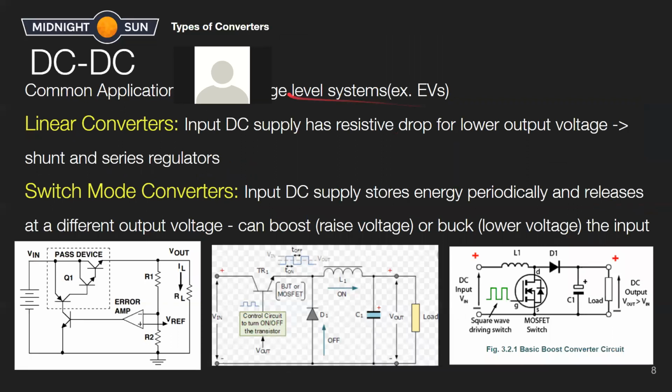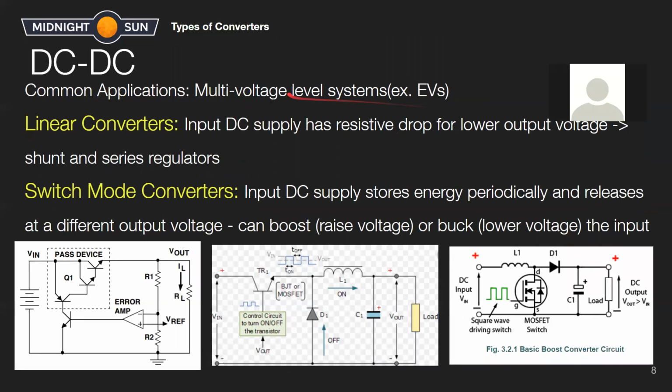Okay, and finally, DC-DC. These converters, as the name implies, have an input of a DC voltage and have an output of a DC voltage as well. So we use them extensively in our car.